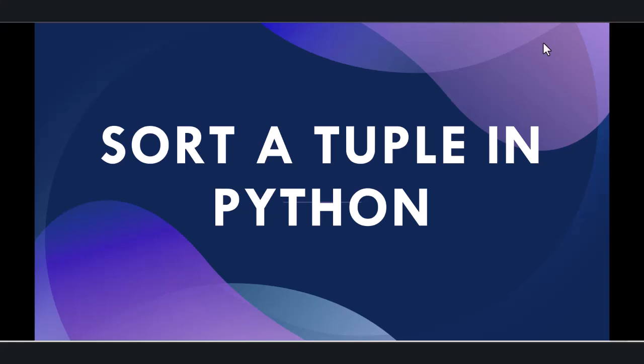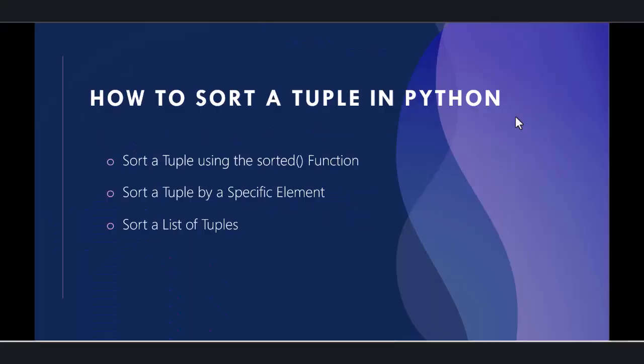I'm Anjali. Today the topic that I'll discuss is sorting a tuple in Python. We'll see how to sort a tuple in Python: sort a tuple using the sorted function, sort a tuple by a specific element, and sort a list of tuples. These are the different conditions of sorting that we will see in this video.